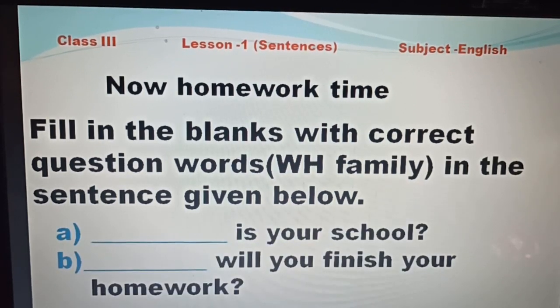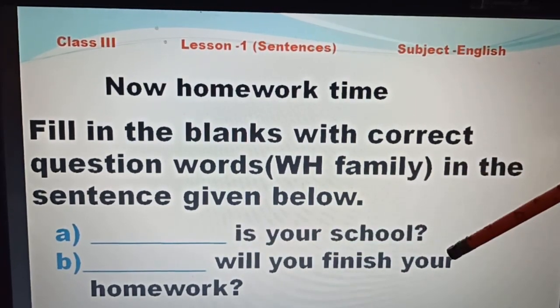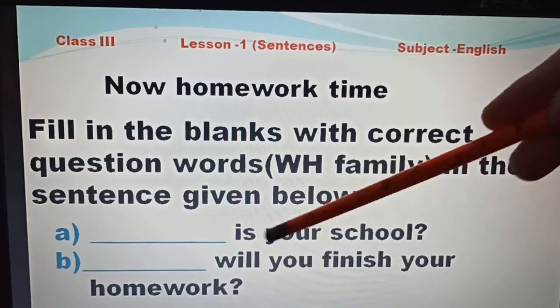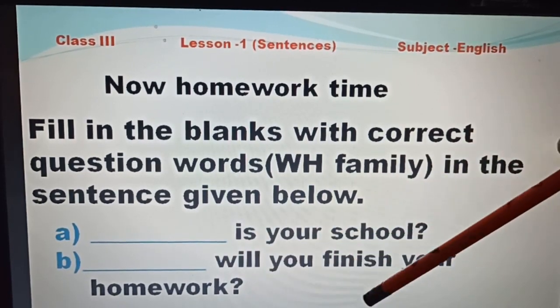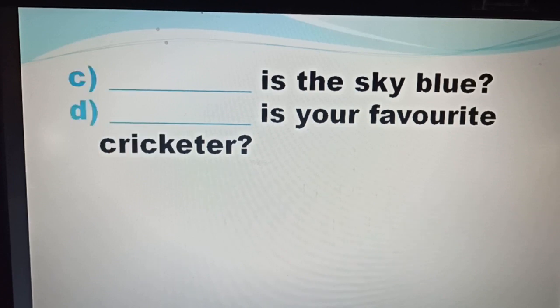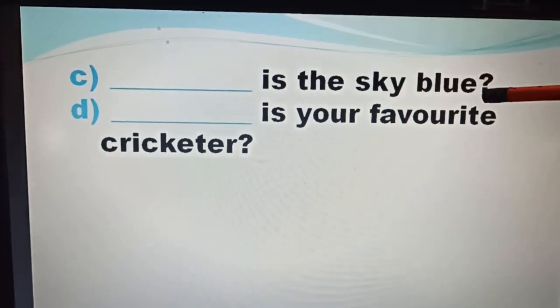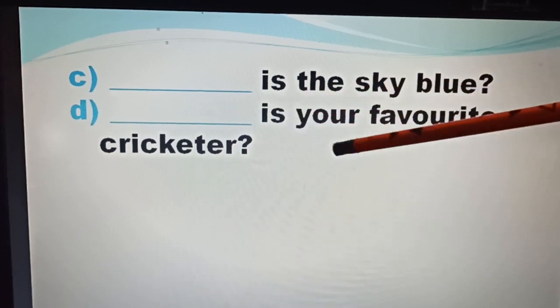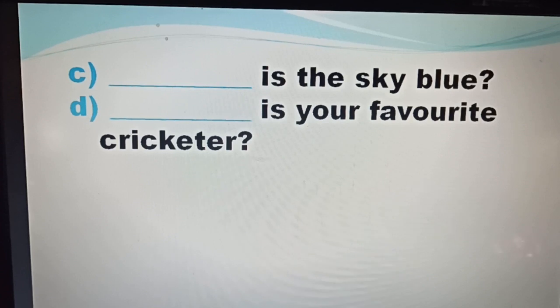Now A part. Dash is your school? Question mark. B part. Dash will you finish your homework? Question mark. Now the next one. Dash is the sky blue? Question mark. Dash is your favorite cricketer? Question mark.